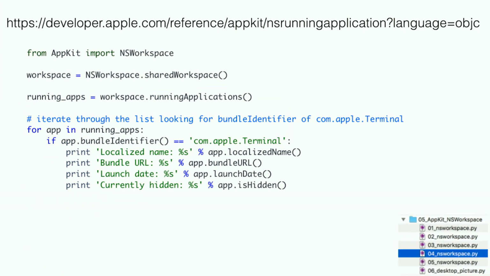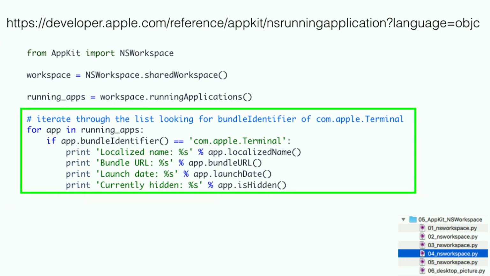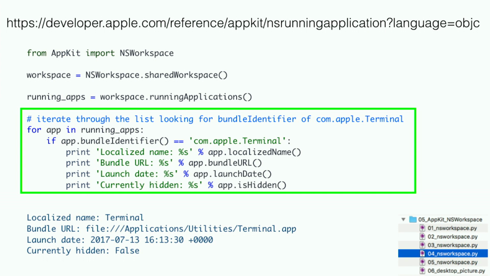We can narrow down on a single application and get a bunch of information on it. So this time I'm going to go through the list of running apps, and I'm going to look for one that has the bundle identifier com.apple.terminal, so the terminal application, print its name, its URL, the URL to the bundle, which will be a file URL, so we'll know where it is on disk, launch date, and is it currently hidden. And I run that, it finds it, it's the terminal, there's where it is on disk. It was launched on the 13th, so it's been running for a day or so, and it is not currently hidden.